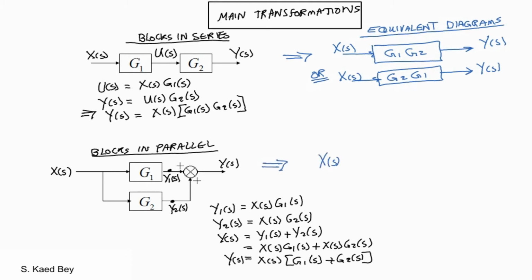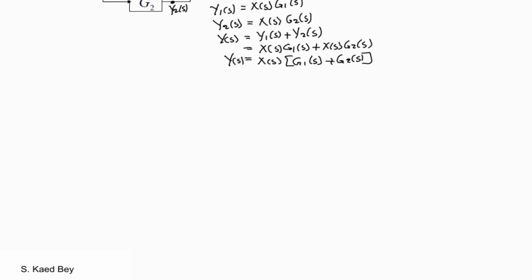Therefore, connected blocks in parallel can be replaced by a single block with a summation of the transfer function of each block. The third main important transformation is eliminating a feedback loop.